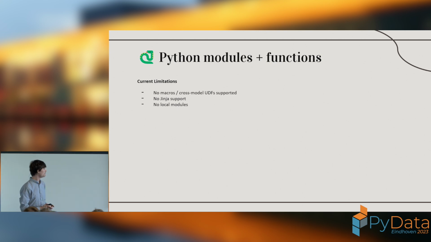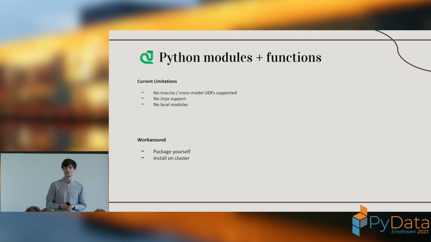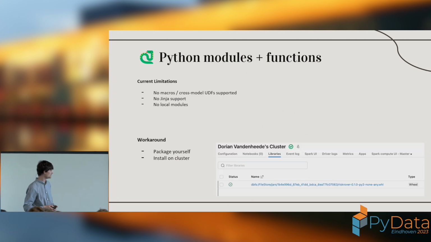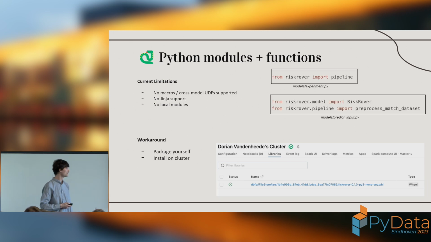However, how can we bypass this? It's by just packaging a clean Python API yourself, package it nicely, and install it on the cluster. As I've done here on the Databricks cluster, I had a Python package called Risk Rover that was easy to use. So I just had these 3 imports in my Python models, and that's basically it. And then it's also still very readable what's happening inside dbt.